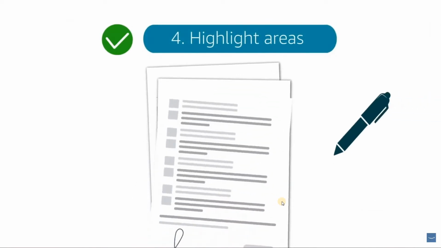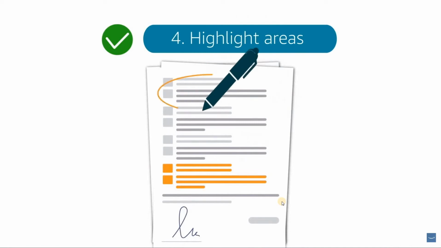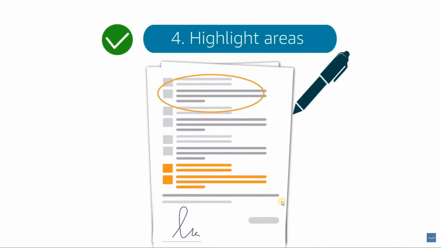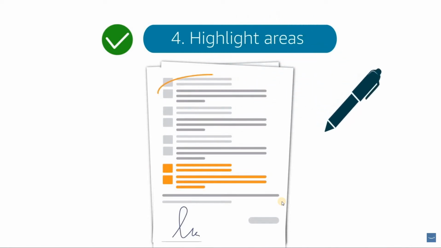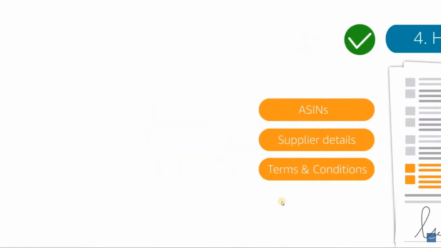4. Highlight areas in your supporting documents. You can make your response more relevant by circling or highlighting the areas within your documents that are most important, such as ASINs, supplier details, for example name and supplier website, or clauses within your terms and conditions.